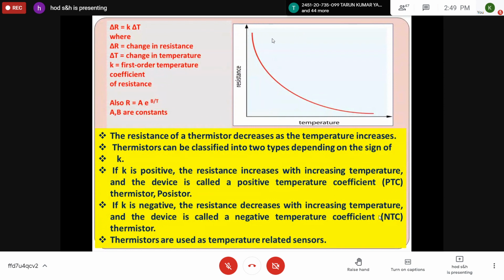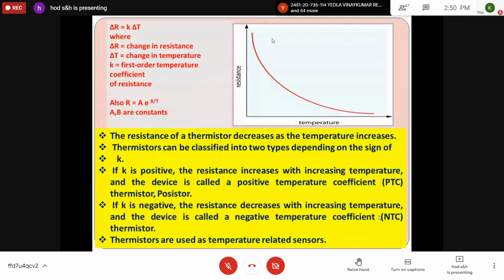Based on the nature of the material and fabrication, the relation between the resistance and temperature is R equal to A e power B by T, where R is the resistance, A and B are constants, and T is the absolute temperature. So the resistance of the thermistor decreases as the temperature increases. Again, thermistors are classified as positive and negative thermistors. If K is positive, the resistance increases with increasing temperature, and the device is called a positive temperature coefficient thermistor, PTC. If K is negative, the resistance decreases with increasing temperature.